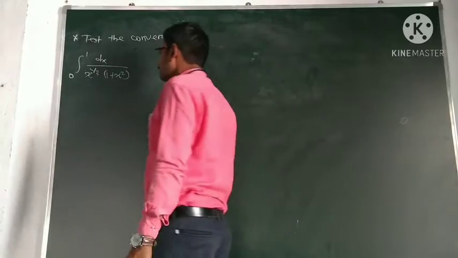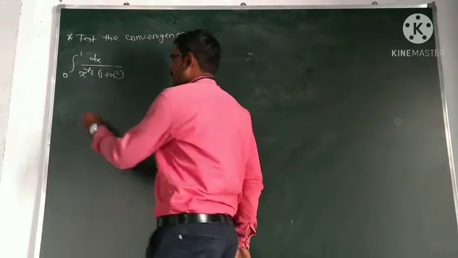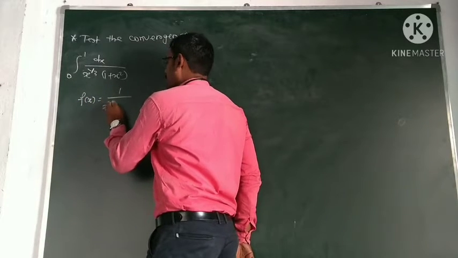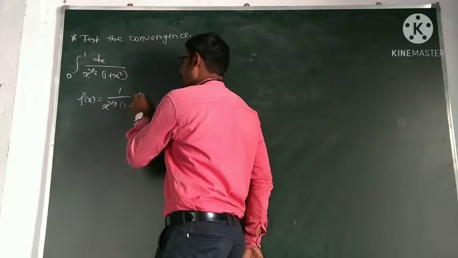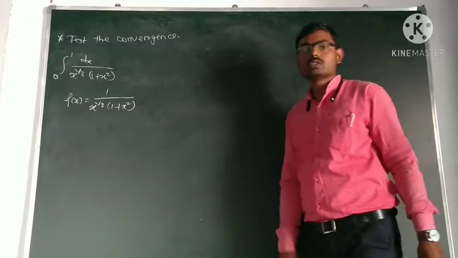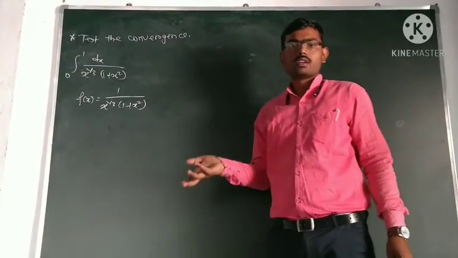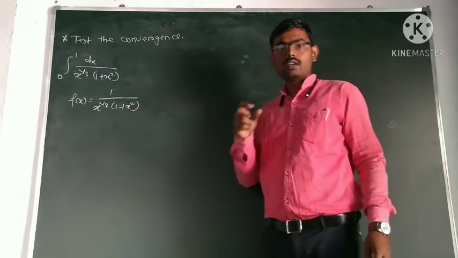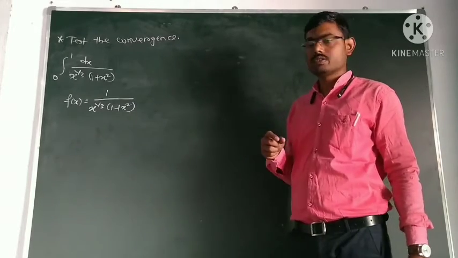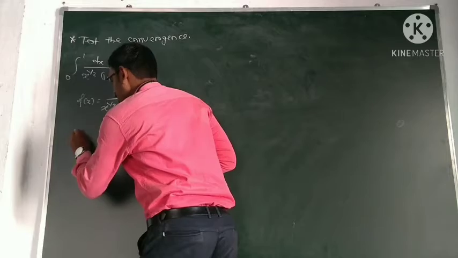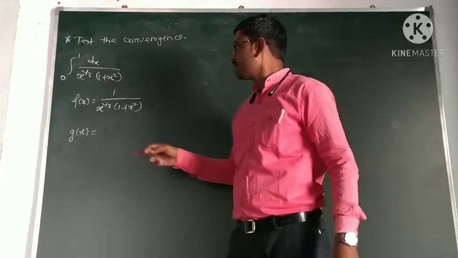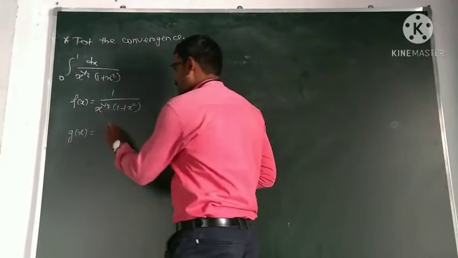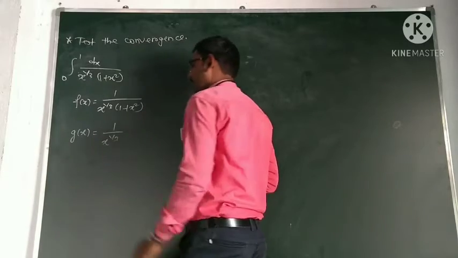So our given function, the integrand of this improper integral, is f of x equal to 1 upon x raised to power 1 by 3 into 1 plus x square. Now, how to choose g of x in this type? I already told you how to choose function g in type A, but in this type, again look how we choose the function g. Choose another function g of x such that this problematic part gets removed. So put g of x equal to 1 upon x raised to power 1 by 3.